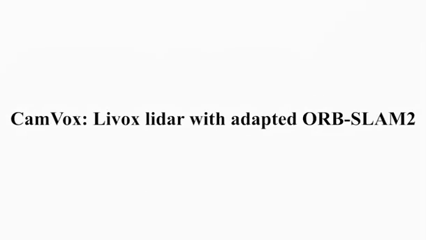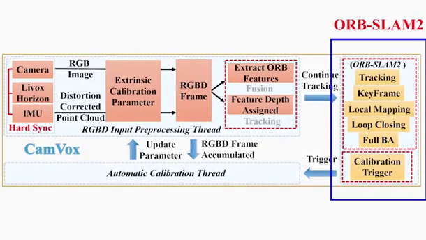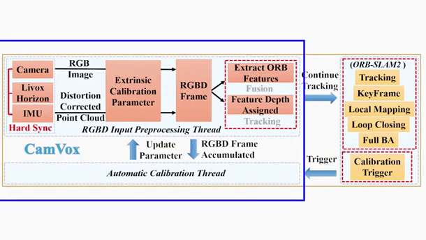We construct the LiDAR-assisted visual SLAM system based on ORB-SLAM2. The content in the blue box on the right is the original ORB-SLAM part. We propose two extra threads containing RGBD input pre-processing and automatic calibration, which are shown on the left.